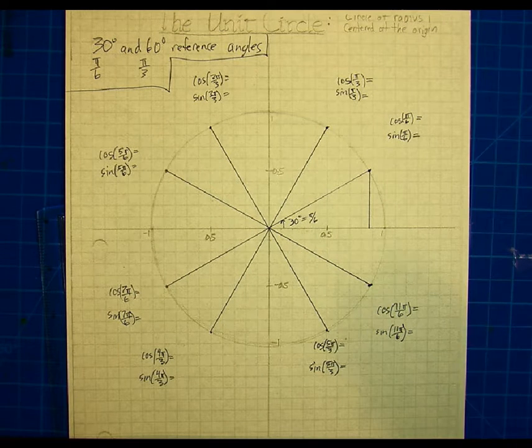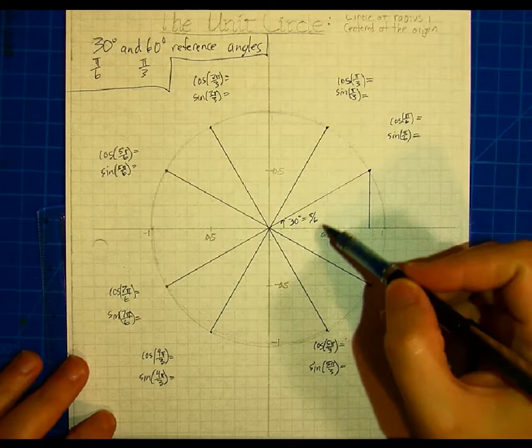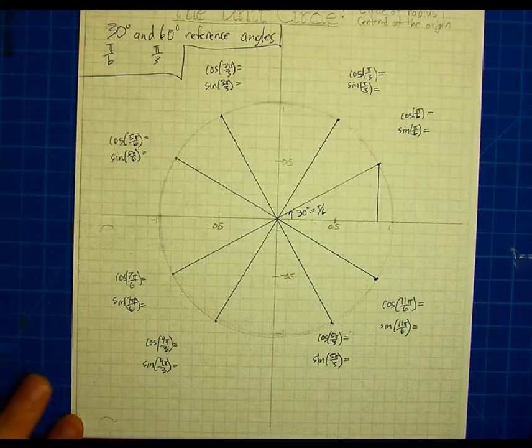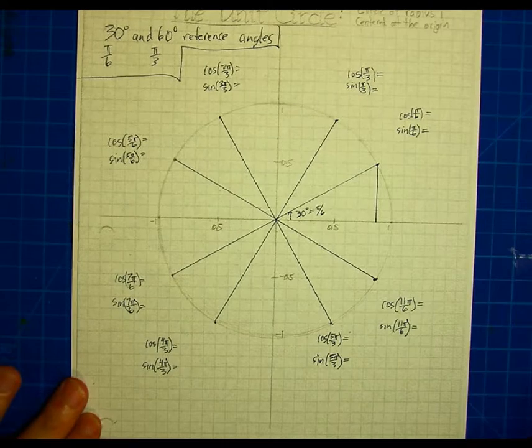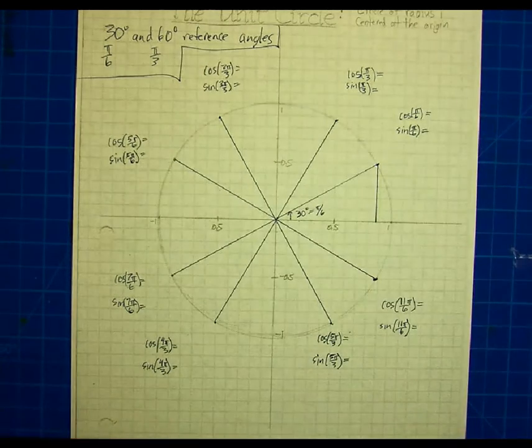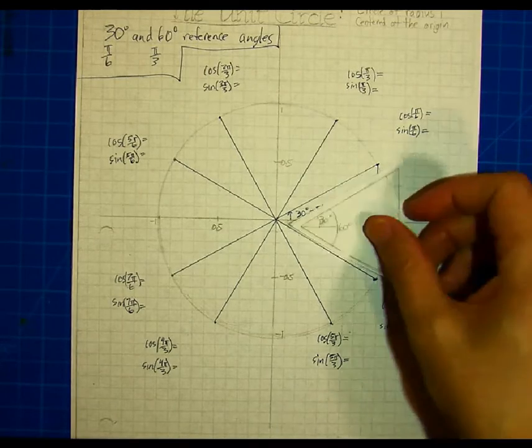Now let's look at all the triangles that have 30 and 60 degree reference angles. So each of these makes an angle of either 30 or 60 degrees with the x-axis. The way to figure out the exact x and y coordinates, and therefore the exact cosine and sine values for each of these, and there are a lot of them, is to make a little drawing like this.